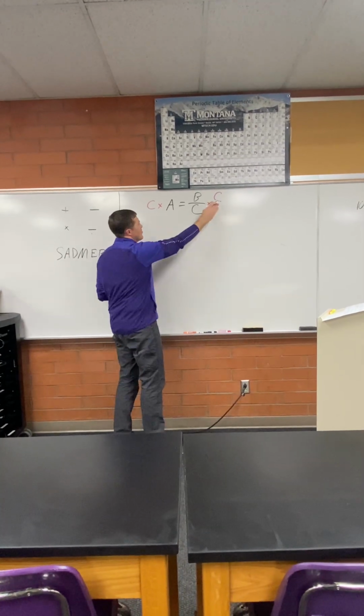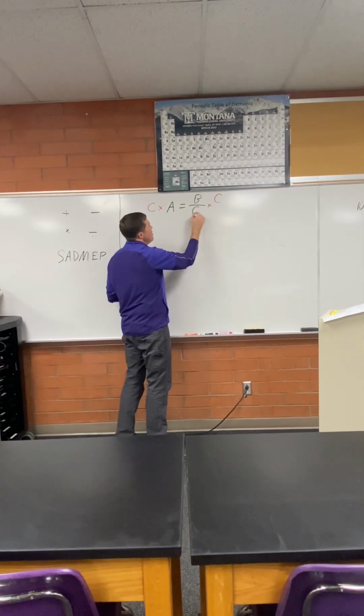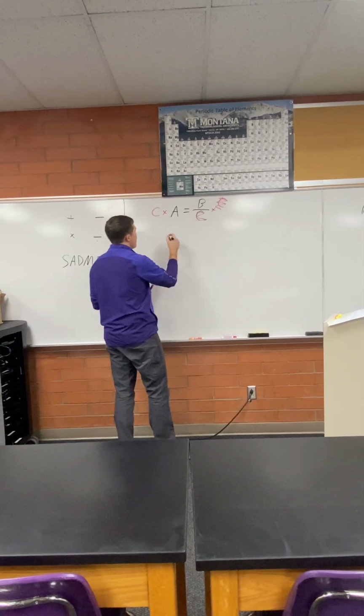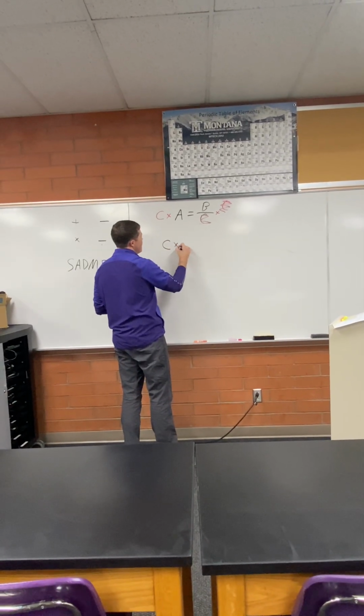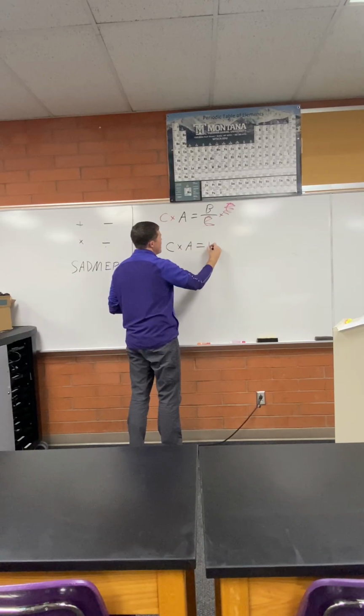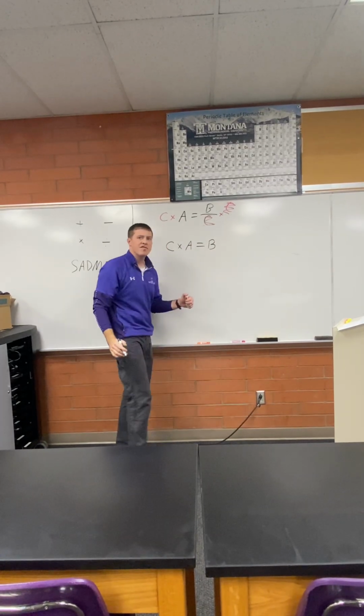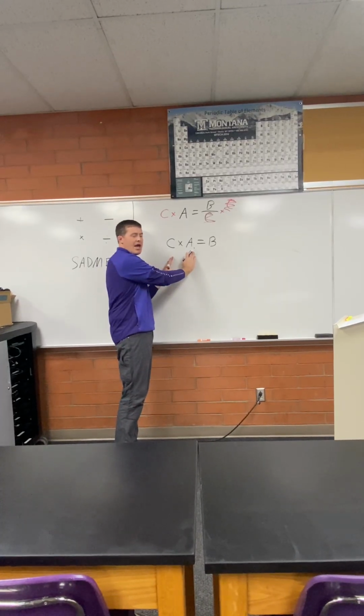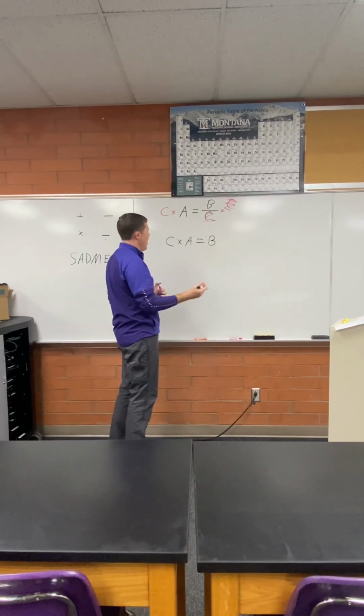Now you have a c on top and bottom on the same side. We can cross those out, they go away. When we rewrite it, we have c times a equals b. Keep in mind, we still want to solve for c. So right now we're multiplying by a. We need to get a out of there.